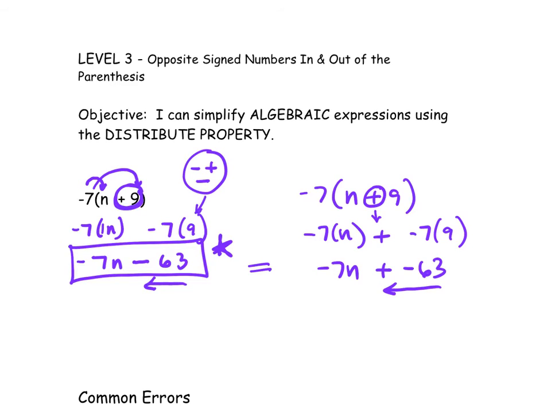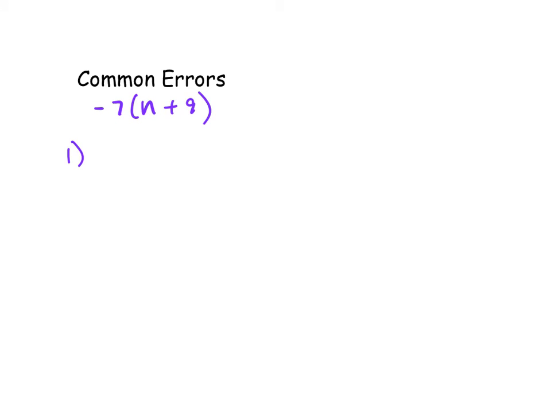So let's look at the common errors. You'll notice a theme throughout this. The most common error is to remember to multiply the negative 7 times n, but forget about multiplying negative 7 times the 9. That's the most frequent common error. The next is to multiply negative 7 times n, and look at this negative 7 plus 9 and think you're supposed to add them or combine them, leaving us with plus 2.